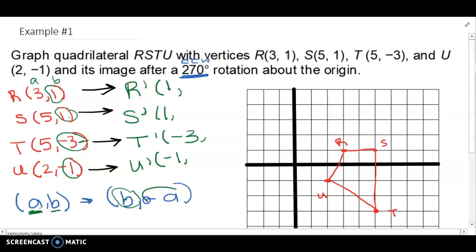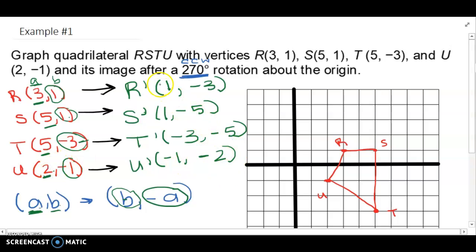And then notice my second coordinate is negative A. Okay, so here's my A. So all I'm going to do is make each one of these a negative, and that goes second. So my 3 becomes a negative 3. My 5 becomes a negative 5. My 5 becomes a negative 5. And my 2 becomes a negative 2.